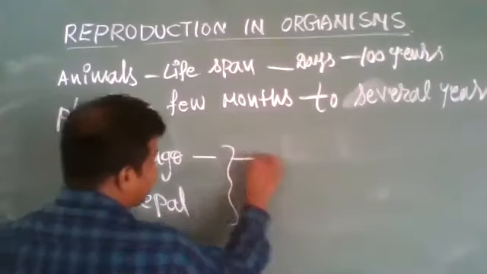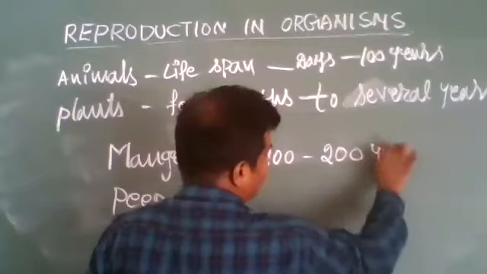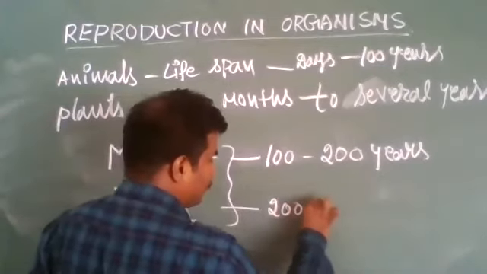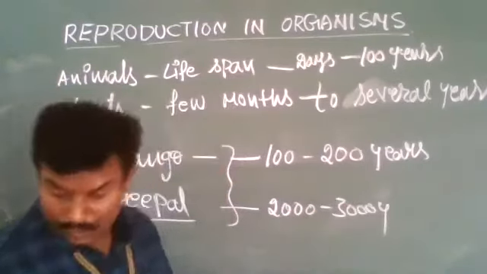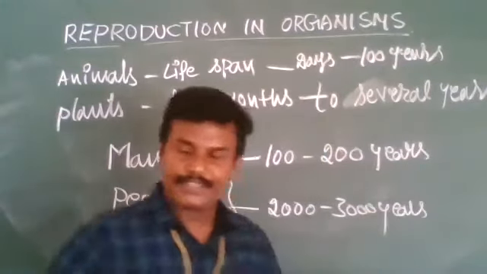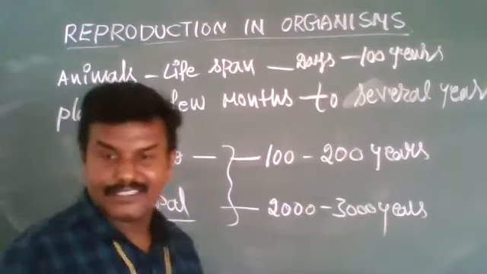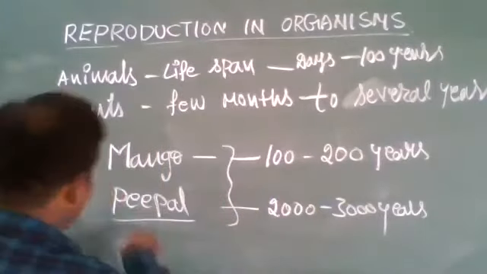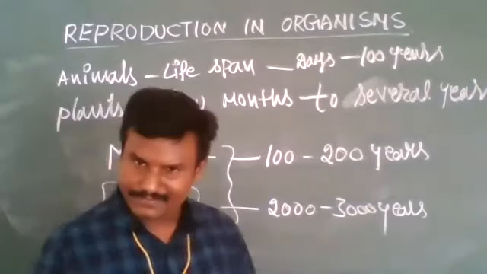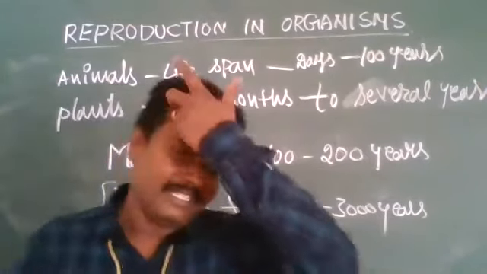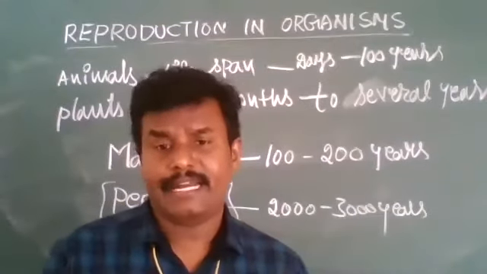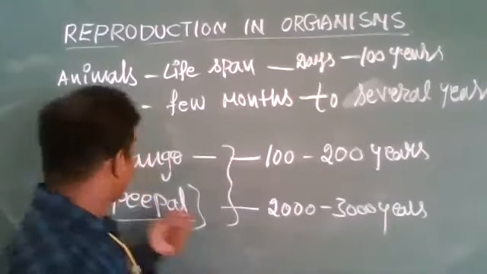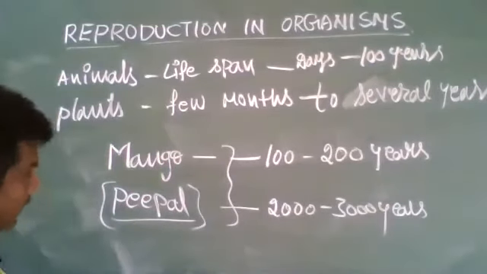The lifespan of mango is 100 to 200 years, whereas the lifespan of peepal is 2000 to 3000 years. Both seem to be the same and grow in forest areas, wild areas. Their sizes seem to be the same, but their lifespans are different. That is called plants' lifespan.